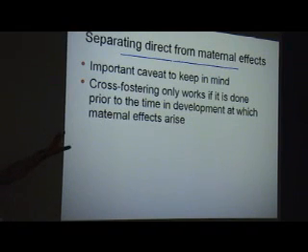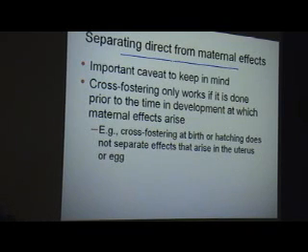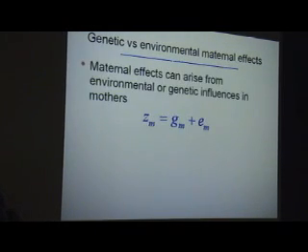So it's a problem. In birds, maybe you think that if you swap eggs between nests early enough, before anything happens, maybe that works. But if you think about plants, where the embryo is attached to the seed, you can't really cross-foster them before the seed has an effect. You're stuck in a situation where you can't achieve a separation. And so therefore, you have this problem that you can't necessarily easily separate direct and maternal effects, because you can't always cross-foster early enough.